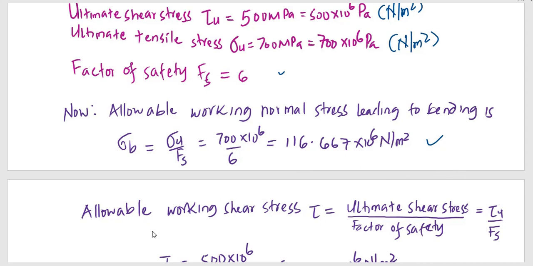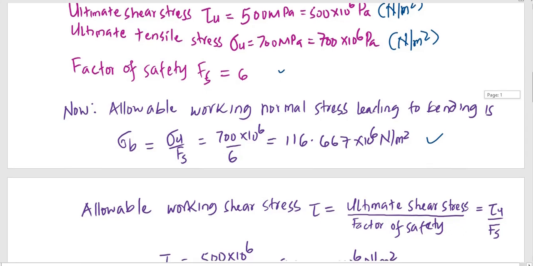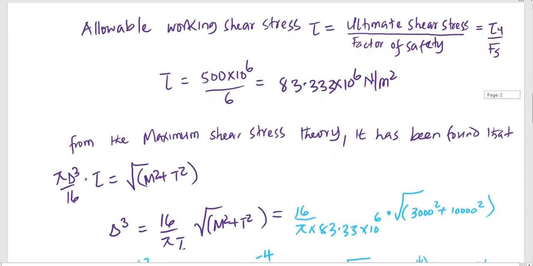The allowable working shear stress tau is equal to the ultimate shear stress divided by the factor of safety. It is this allowable working shear stress that we are going to use in the design of our shaft. So it is equal to tau u divided by Fs, the factor of safety, and substituting in those values, we get tau, the allowable working stress, as 83.33 times 10 to the power 6 Newton per square meter.